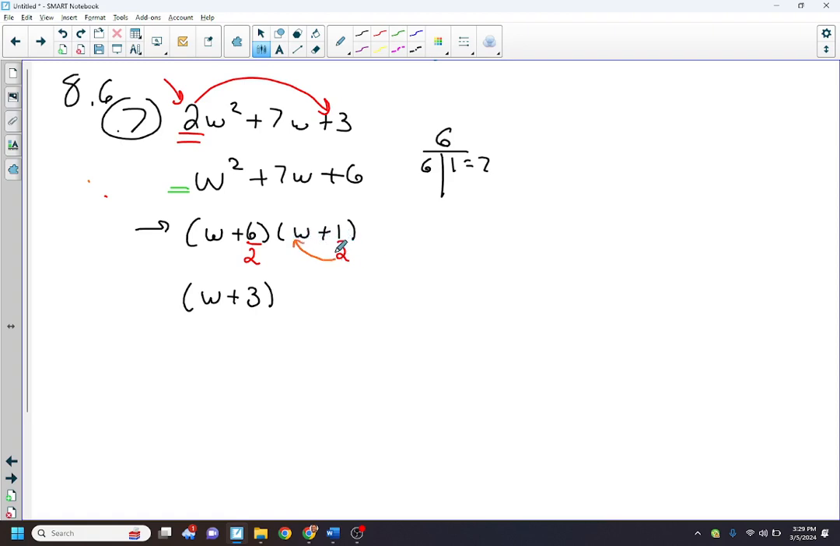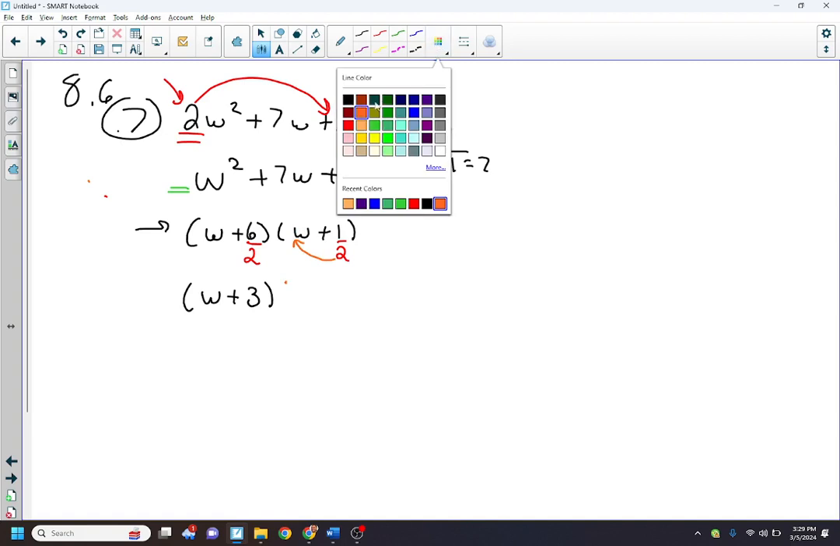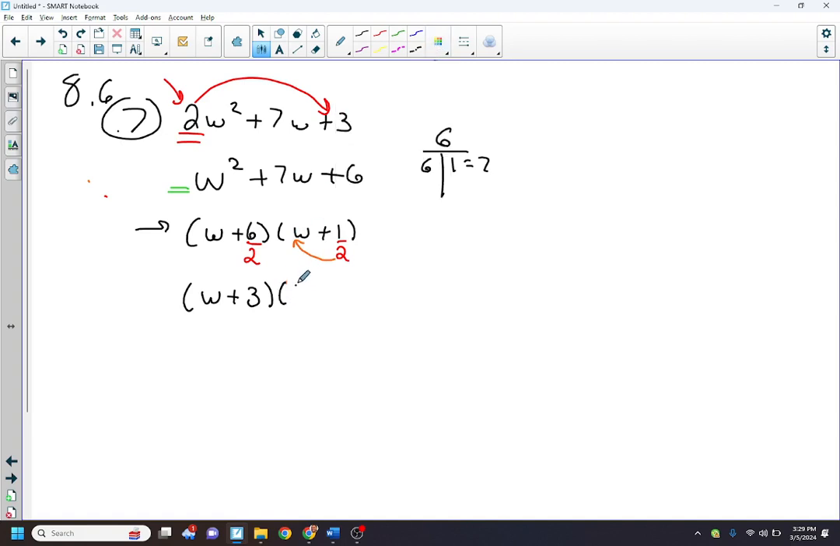Because we cannot pay back the loan to the bank, you could think of it as the bank taking it back. So it's going to take the 2 and put it back in front. So the second parentheses is going to be 2w plus 1. And that's your final answer.